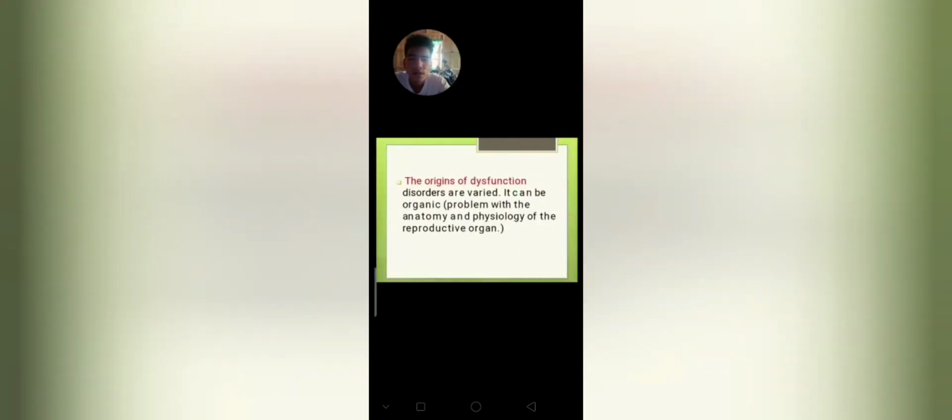Next is the origin of dysfunction. Disorders are varied. It can be organic, a problem with the anatomy and physiology of the reproductive organs. The anatomy and physiology of the reproductive organs relate to human sexuality, pregnancy, contraception, and transmission of sexually transmitted infections, including HIV, which depends upon knowledge of the anatomy and the structure and function of the female and male reproductive systems.